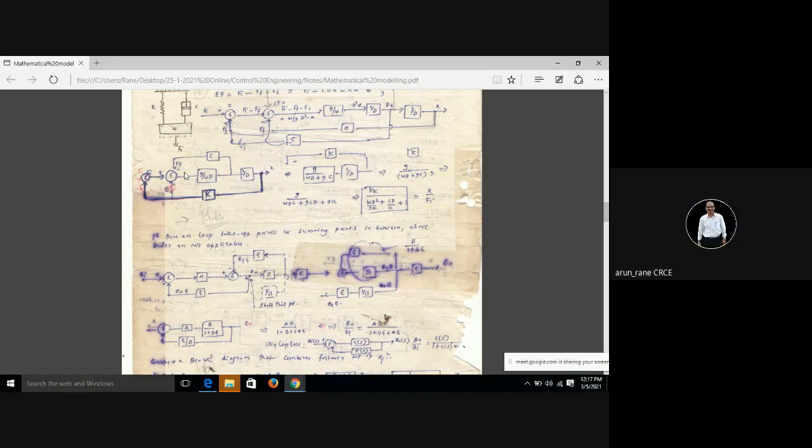Now here you should not make a mistake. A is this and B is this. You have to be careful. If it is reversed, we will get stuck. So this is A and this is B.